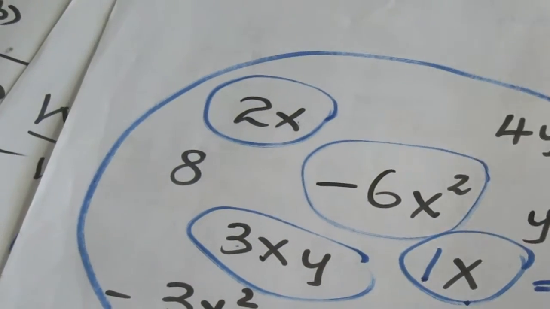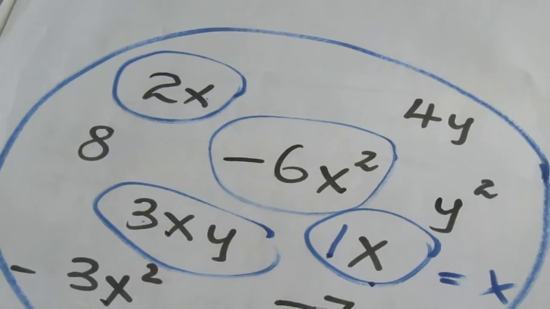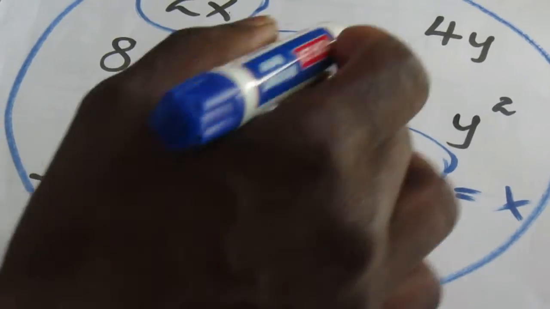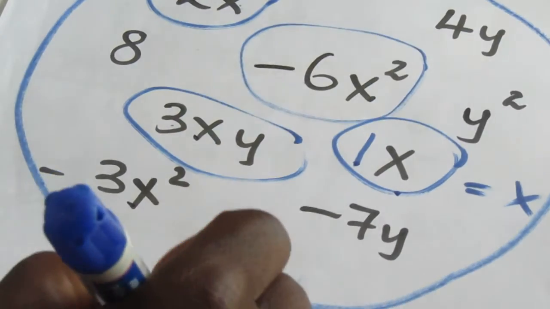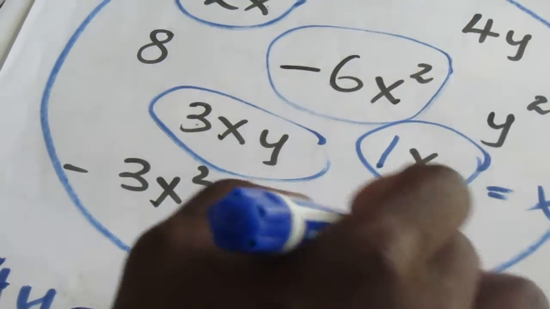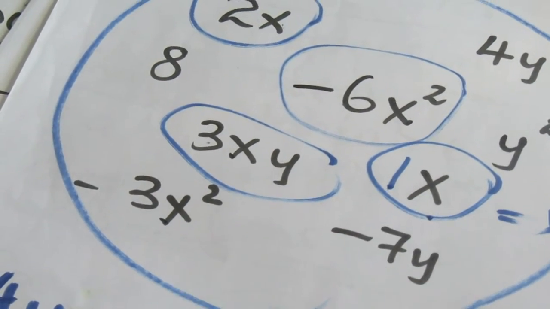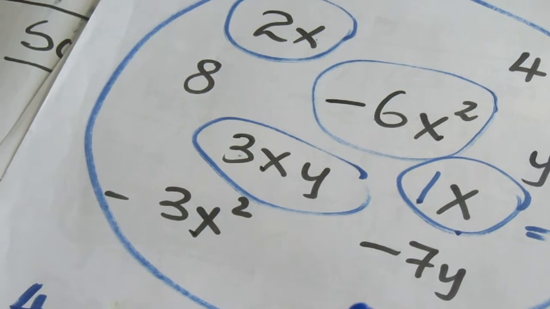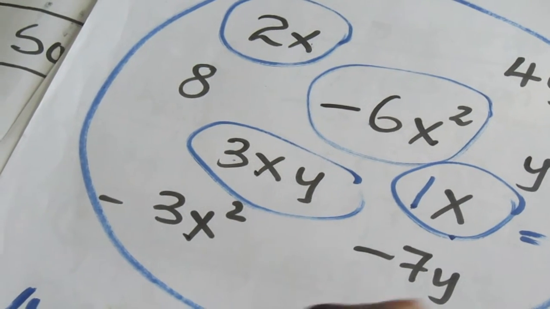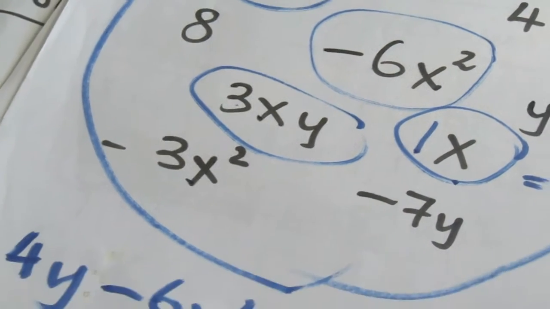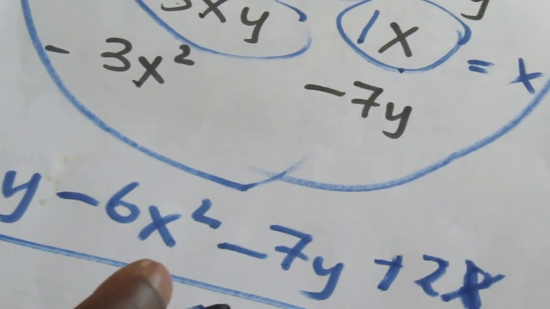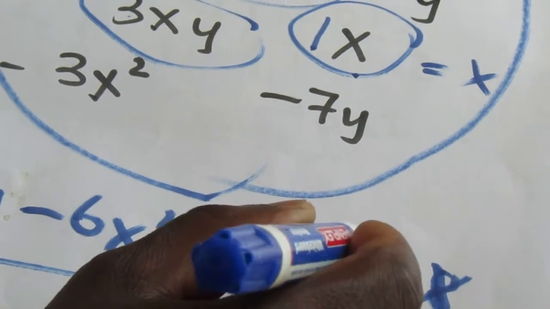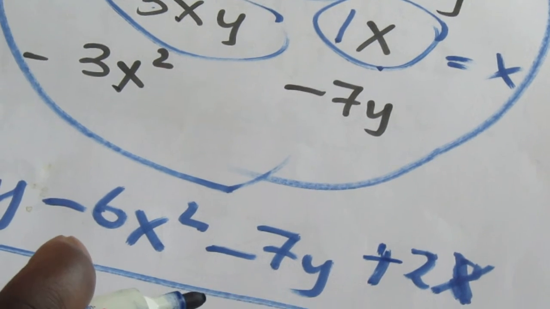Right, so if we combine these terms, for example, if we take 4y combining with minus 6x squared, combining with minus 7y, combining with 2x, we come up with what we call an algebraic expression. So we are going to look at how these expressions are simplified.